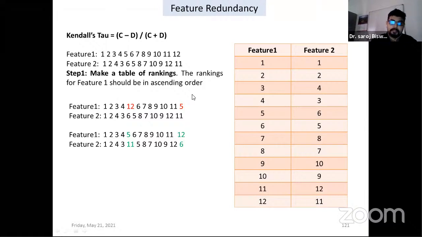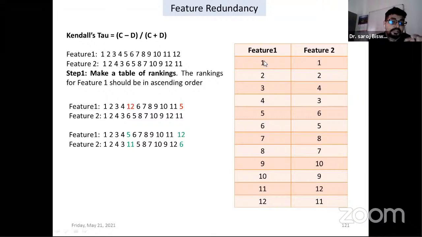We need to swap, because our objective is to arrange feature 1 in ascending order. So now we swap and keep this 5 here, meaning here 1. At the same time, the corresponding rank of feature 2 has to be replaced, because we're going to find a linear relationship of the values. So if we put 5 here, then 11 should be kept here. Similarly, whenever 12 is kept here, 6 would be here, fine? Whichever ranks we have, they have to be arranged in ascending order. Which rank?